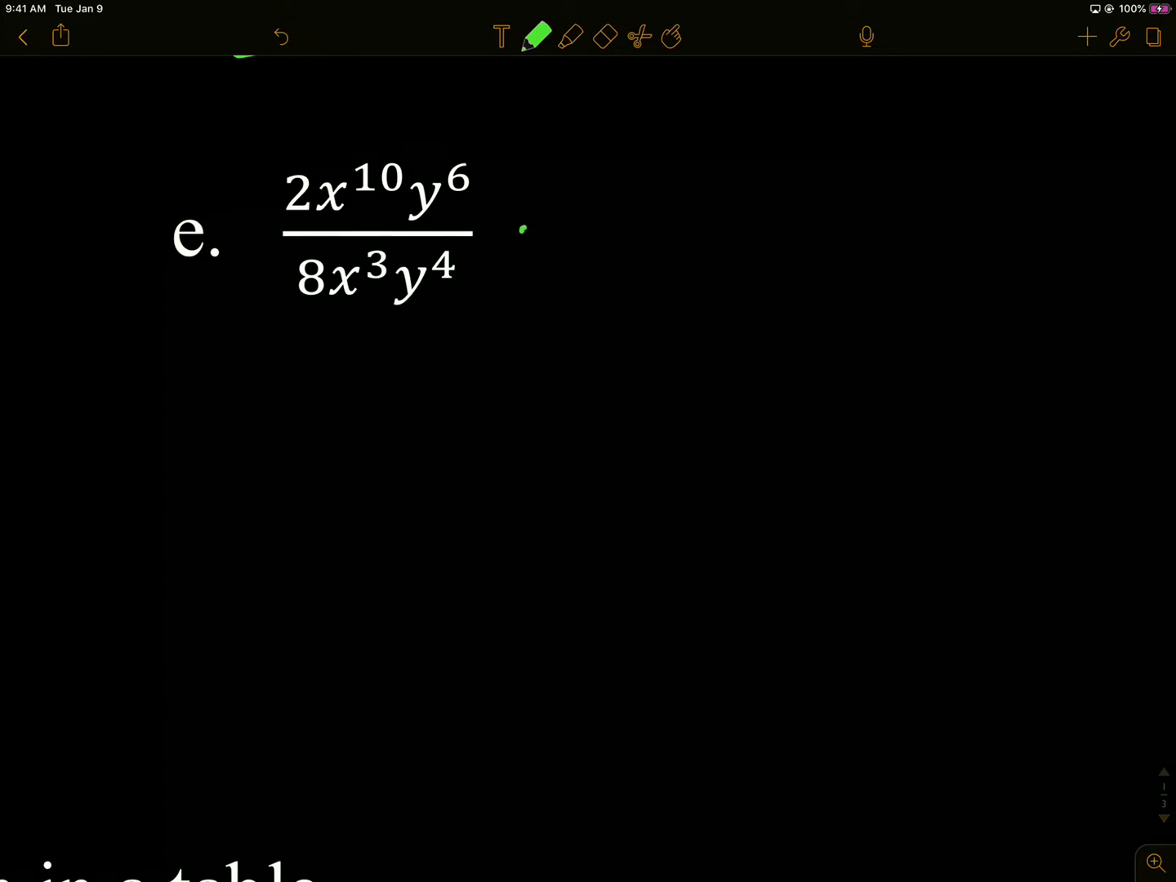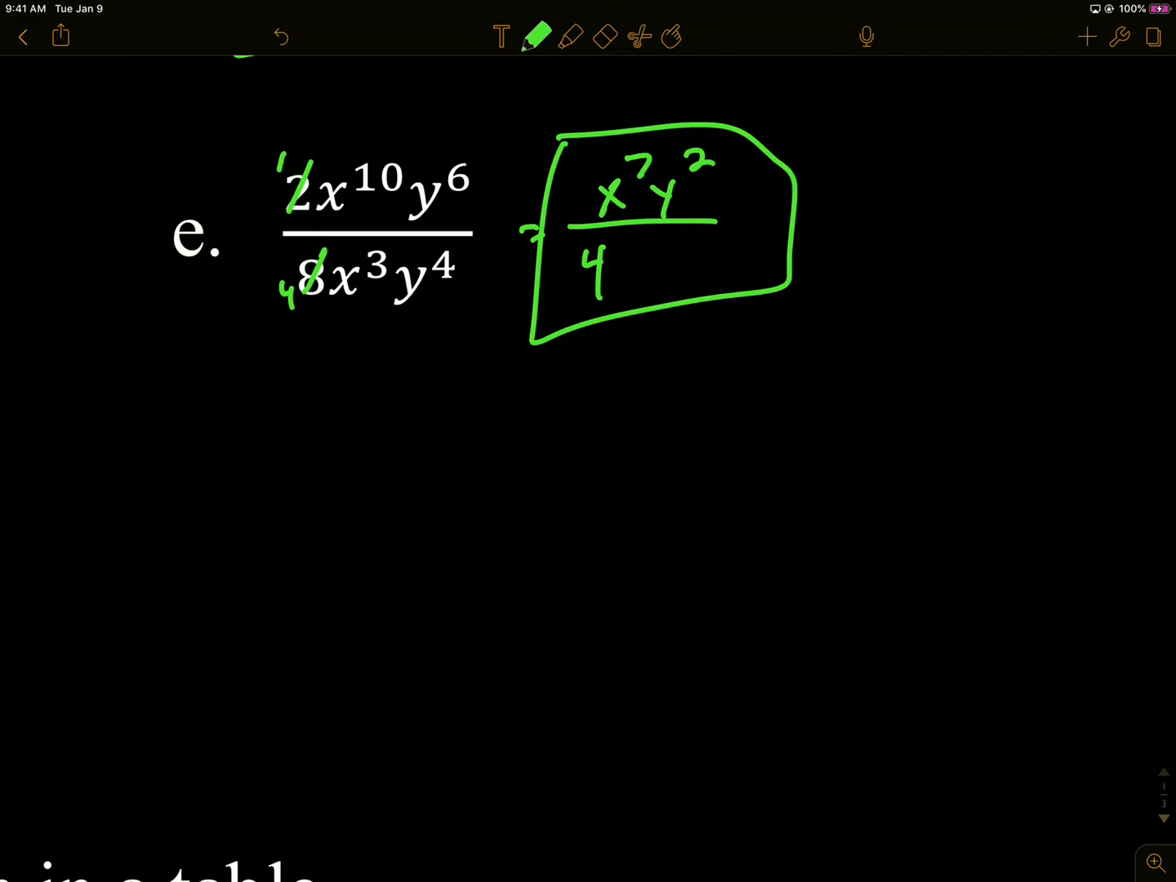All right, here I'm dividing. So the 2 divides into the 8, and this time the 4 ends up on the bottom. If I do my x's, I subtract because I'm dividing the bases of x, so it's going to be an x to the 7th up top. And then when I do the y's, it's going to be a y squared up top. So I can leave it like this, or if it's only a number on the bottom, I could also write it as 1/4 x to the 7th times y squared. Dividing by 4 is the same thing as multiplying by 1/4.